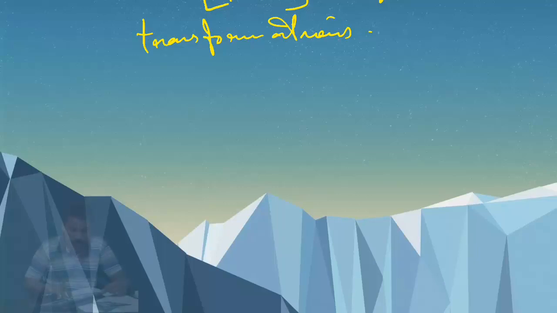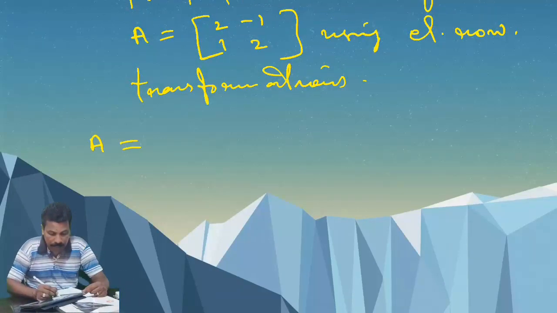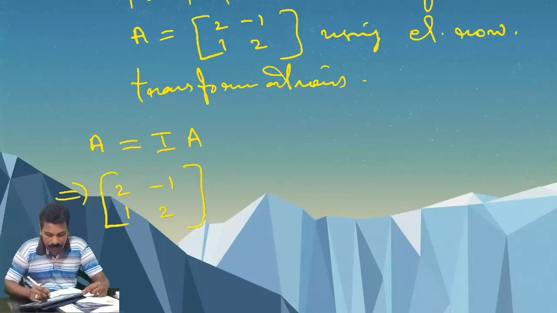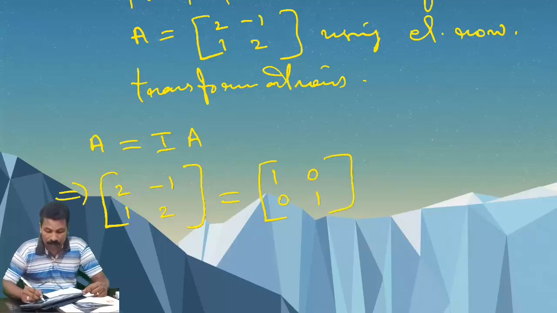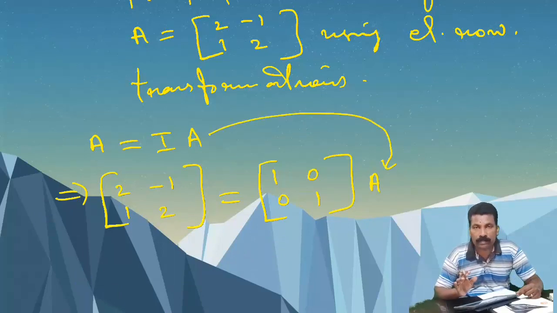We have to write A is equal to IA. What do you mean by that? What is A? A means 2, -1, 1, 2. That is equal to identity matrix 1, 0, 0, 1, that is I2, and A as it is. We are not going to expand this A because we are not going to change it till the last term.